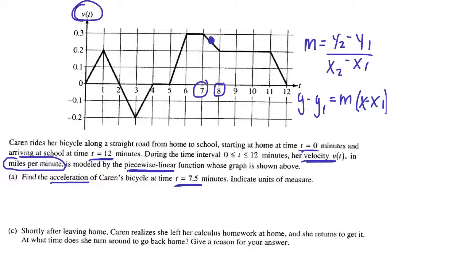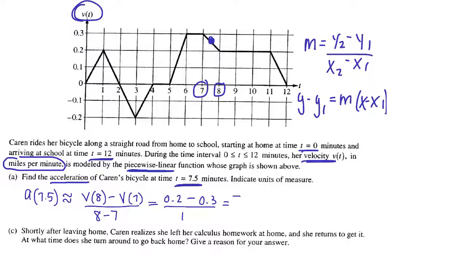Every point matters. So our acceleration, and notation is so important here, we're going to start out our notation with A, because that's our acceleration, at 7.5 is approximately, because we are approximating this. We're doing A prime to find... And between what two values would I find here 7.5? Well, we would have V at 8 minus V at 7 all over 8 minus 7. And then that is equal to 0.2. Go look at your graph. That's where I'm getting these numbers. Minus 0.3 all over 1. And so here I get negative 0.1.